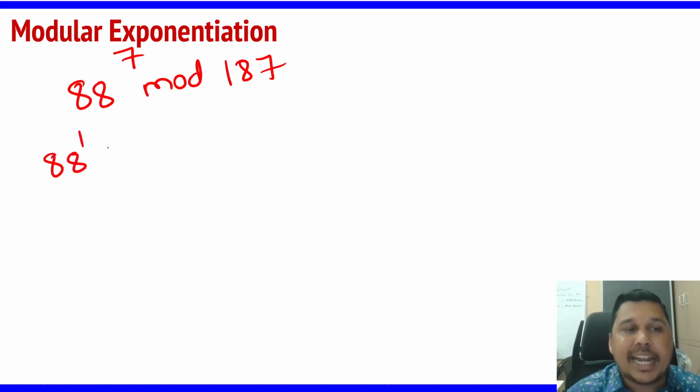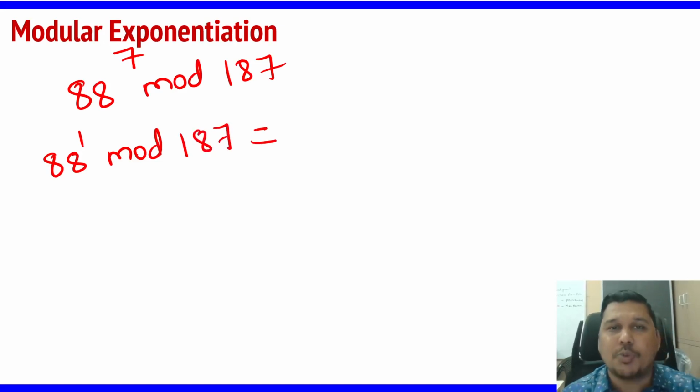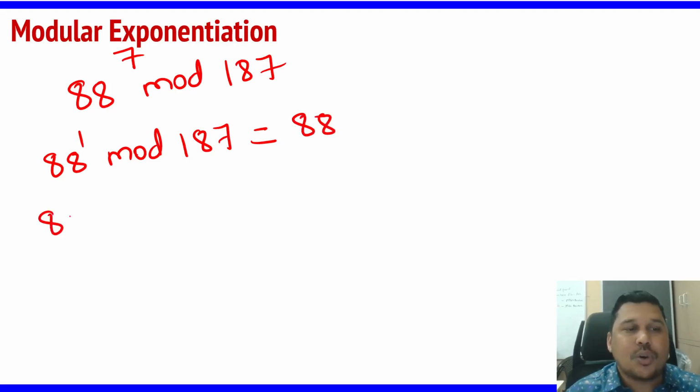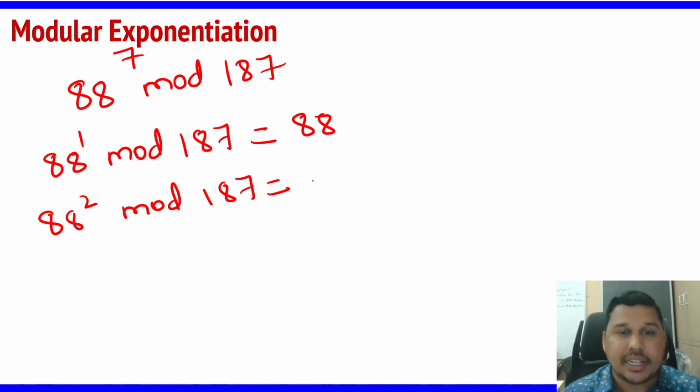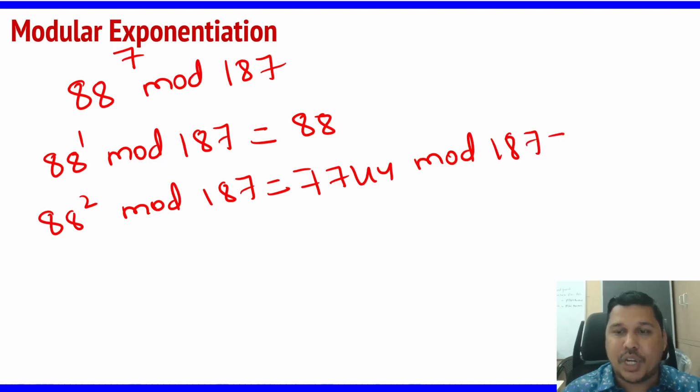Find out 88 power 1 mod 187. You know the answer is 88 already. Then find out 88 power 2 mod 187. If I multiply 88 into 88, and take mod 187, if you divide it and see, you get somewhere around 77 as the answer.